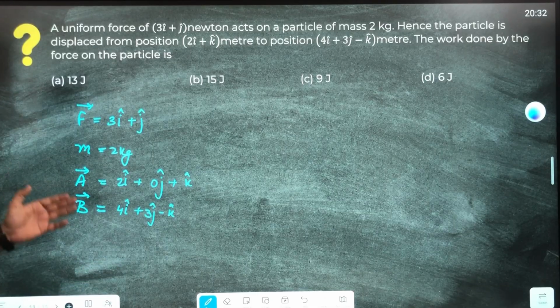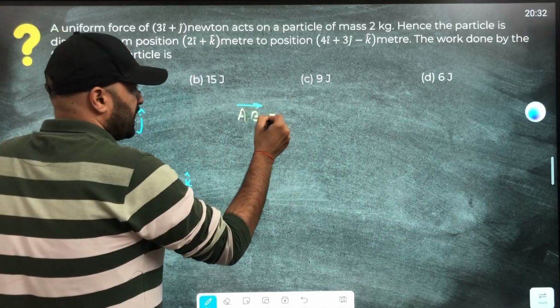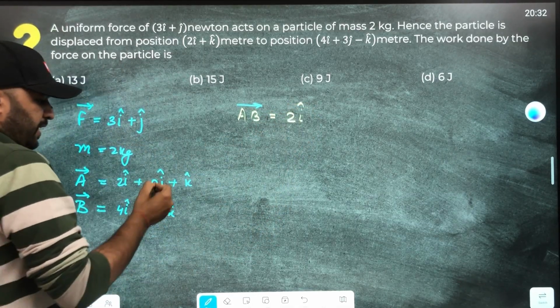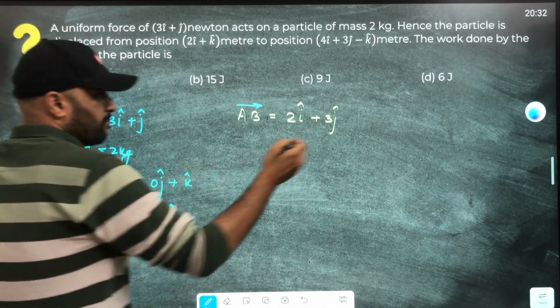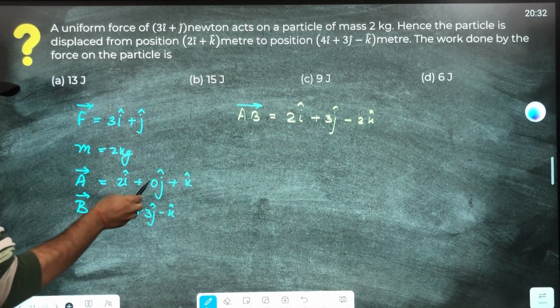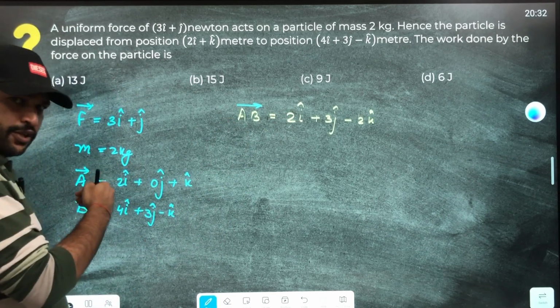Now, when you are going from A to B, what will be your displacement vector? Our displacement vector will be AB, that will be 4i minus 2i, that is 2i, 3j minus 0j, which is 3j, and 0k minus 2k, that will be minus 2k. Let me repeat again: 4 minus 2 is 2, 3 minus 0 is 3, and minus 2k. This is our displacement vector because we are going from A to B, right?